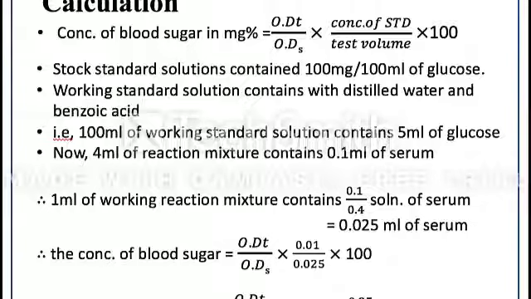milliliter of the serum. Therefore the concentration of the blood sugar by putting the formula, we express as optical density of test upon optical density of standard multiplied by 0.01 upon 0.025 into 100. So this two collectively makes 200. Now we put the respective values of the optical density and express as 0.35 upon 0.26 into 200, which comes out to be 269 milligram percent. Now we will see the practical experiment in the video.